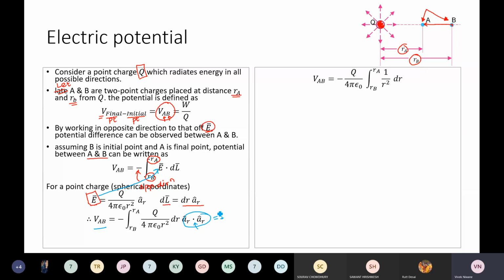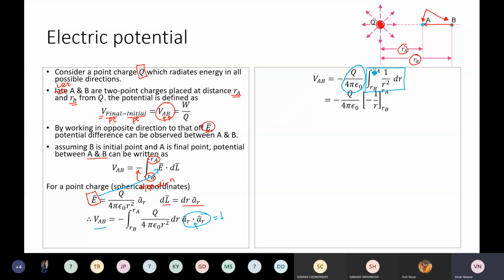And we will proceed through the derivation as VAB is equal to, take out all the constant terms outside the integral. So Q upon 4 pi epsilon 0 comes out. Integral RB to RA 1 upon R square dr. And we can solve this integration now, by applying the limits as well.